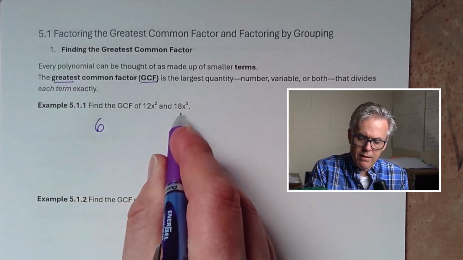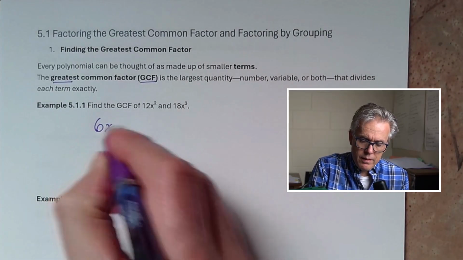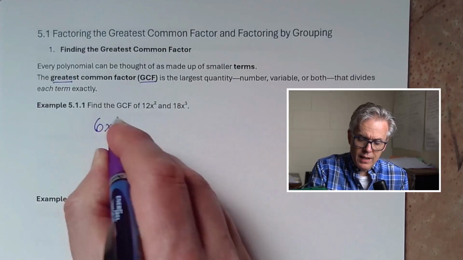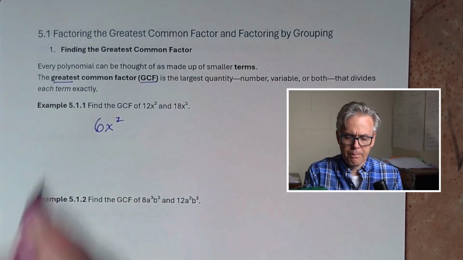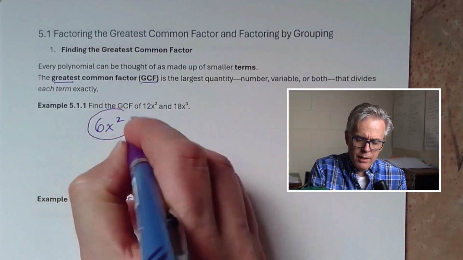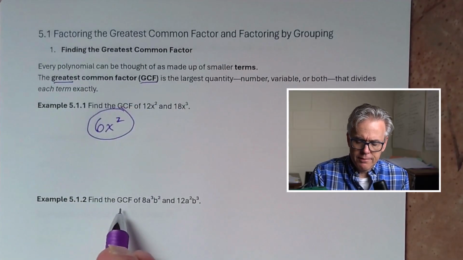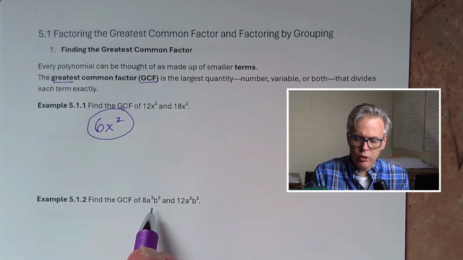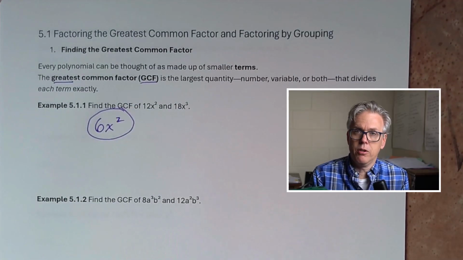And then what about the variable term? So x squared is the highest one. So there we go. All right, so I hope that part helps. Let's do one more. Find the GCF of 8a cubed b squared and 12a squared b cubed.